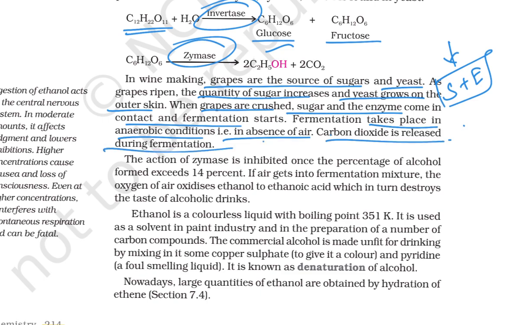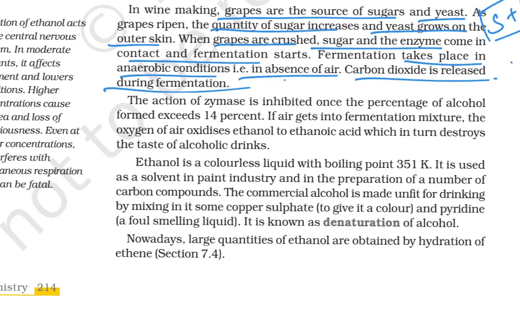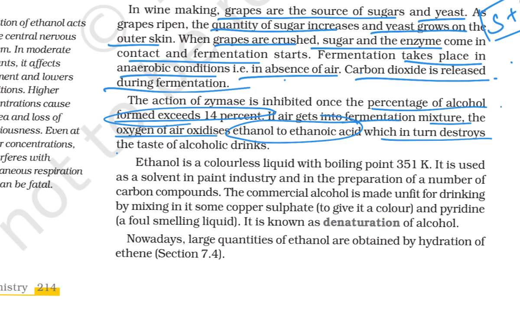The action of zymase is inhibited once the percentage of alcohol formed exceeds 14%. If air gets into the fermentation mixture, the oxygen of the air oxidizes the ethanol into ethanoic acid, which destroys the taste of the alcoholic drink. So we should not allow oxygen inside when we do the fermentation.